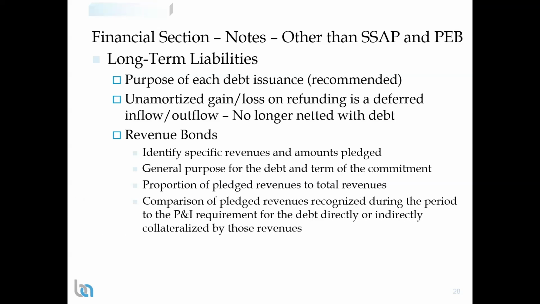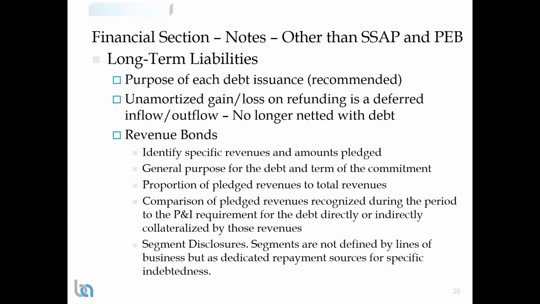And then a comparison of the pledged revenues compared to the principal and interest payments that you made during the year. So your revenues were 120% of the principal and interest payment, or they were 90%. That's not just for your debt covenant compliance requirements, but it's also a GASB disclosure requirement as well. Okay. And then segment disclosures are meant to be based on the revenue source, not necessarily the line of business. So not necessarily, in most situations they may be the same, but not always.